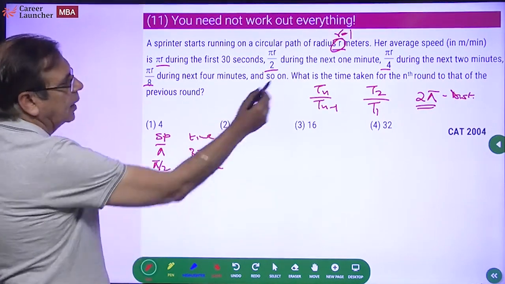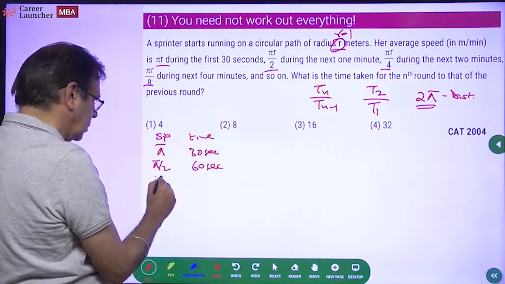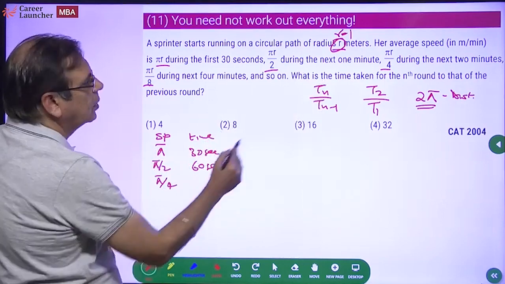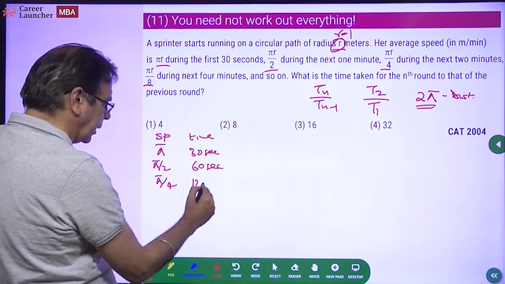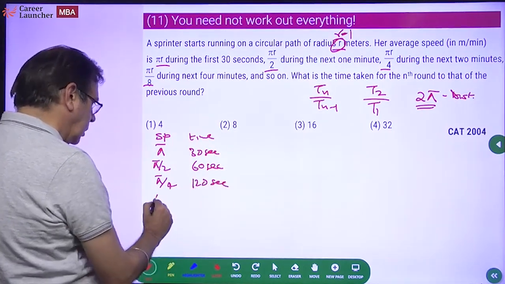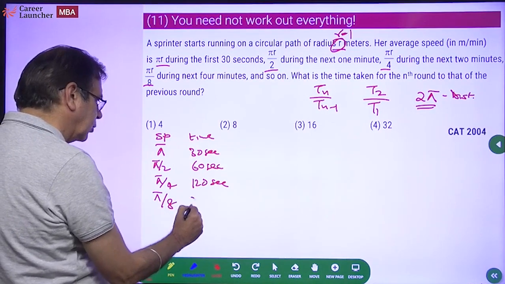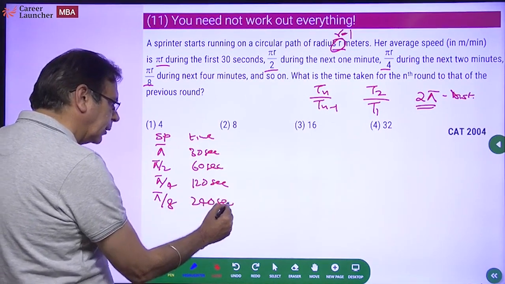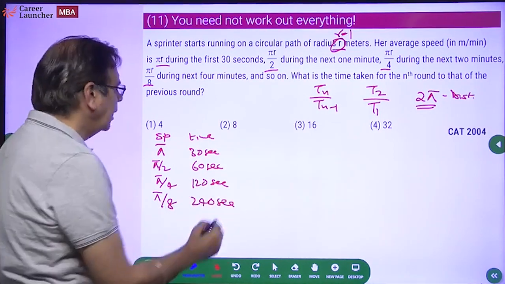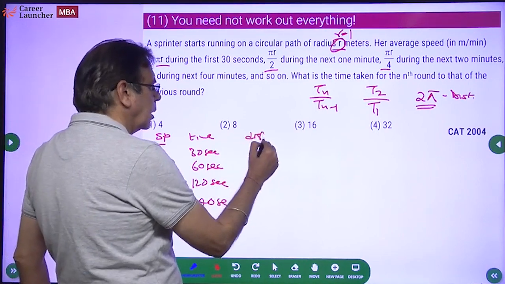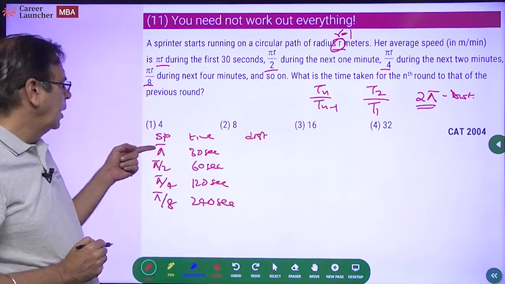Then we have pi by 4 during the next 2 minutes, so 120 seconds. Then it is pi by 8 in the next 240 seconds. You can see the pattern already. Okay. What is the distance covered?